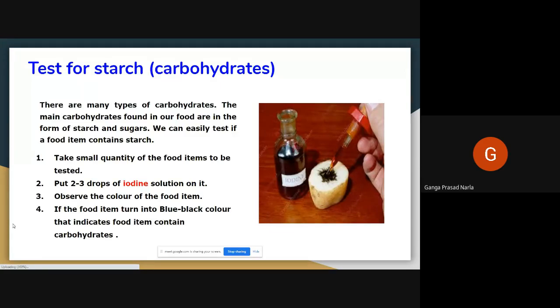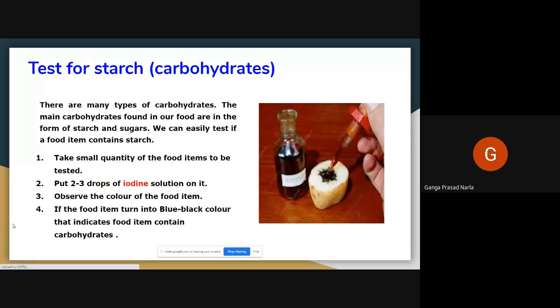So how do we find which food contains carbohydrates? There is a test called the iodine test. So how do we do it?